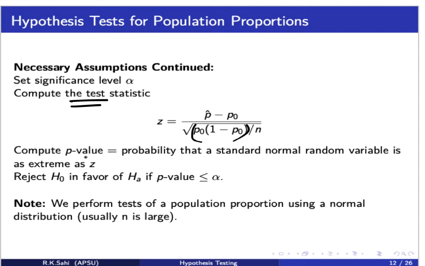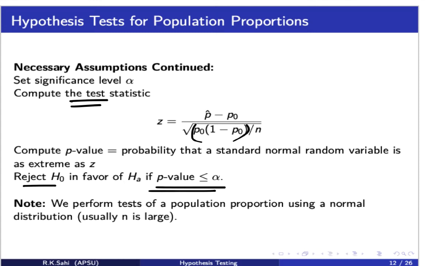Then we compute the p-value. Okay, the probability that a standard normal random variable is as extreme as the z, that is the test statistic here for us. We will reject the null hypothesis if the p-value is less than or equal to alpha. Now, when we are performing these tests on population proportion, because it's a z test we are applying, we have to keep in mind that we either have a normal distribution. If we do not have a normal distribution, then n is large enough to make it approximately normal. Those are the very important scenarios.